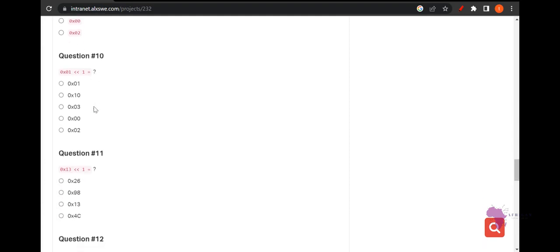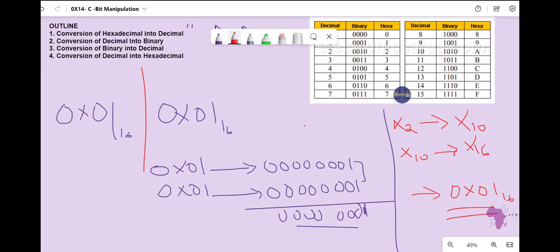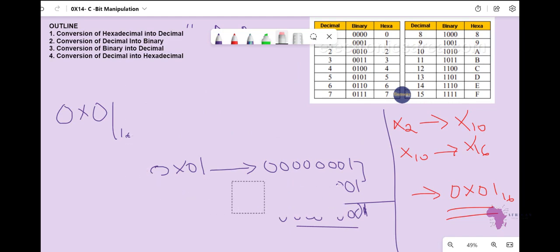Let's get to question number 10. We have been given this one, but we have been asked to shift to the left. That's the left shift, one step to the left. So let's come here. I will not wrap all this. Let me wrap some of it. I will just wrap this, I don't need this, and also I will wrap one of these.